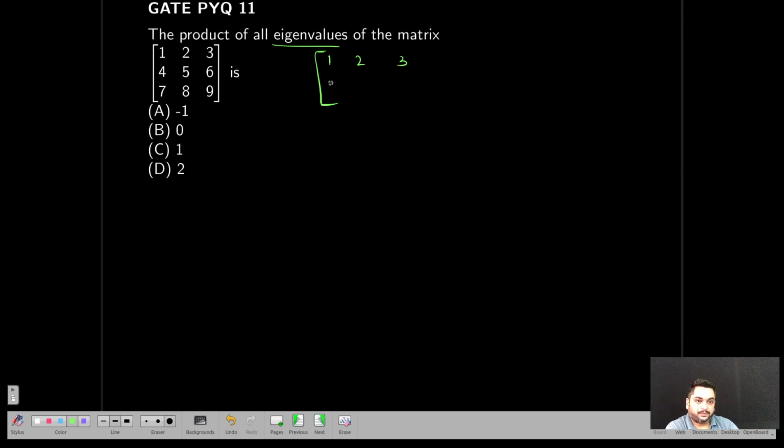This is 1, 2, 3. Then try to make this 0. So what I am doing here is R2 is R2 minus 4R1. So 0, minus 3, then minus 6. Then 7, 8, 9. Then try to reduce this again. You perform R3 is R3 minus 7R1. This is 1, 2, 3. 0, minus 3, minus 6.